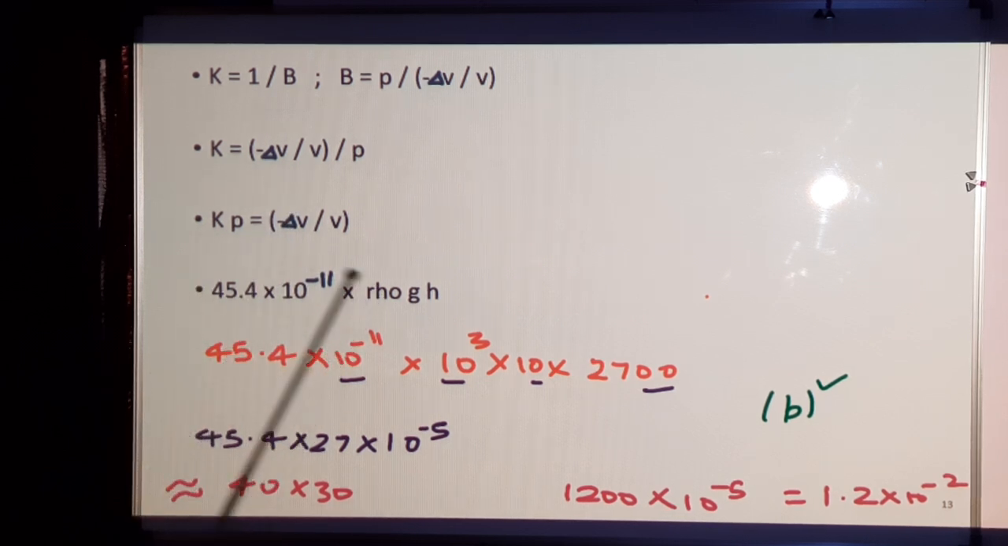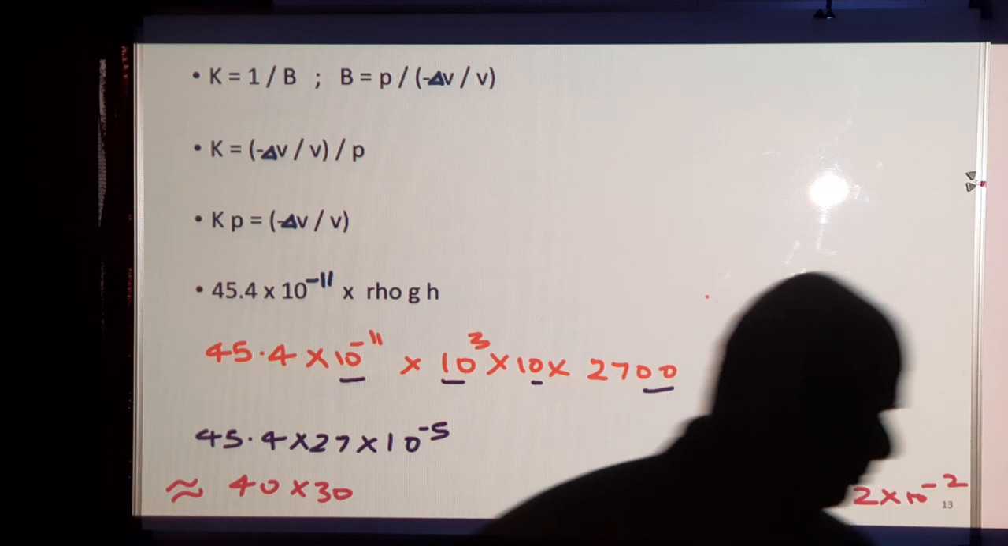K is given, and pressure is because of the weight of the water above, so rho g h of water. Rho is 1000 for water, g is 10, and height is given as 2700 meters. Simplify, we will get 1.2 into 10 raised to minus 2.